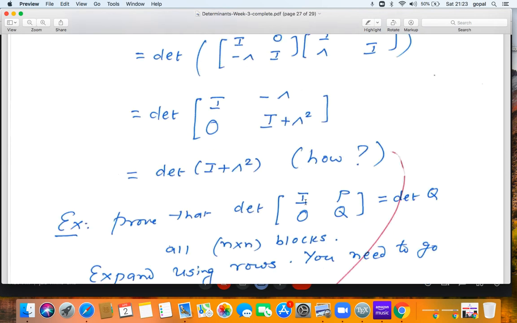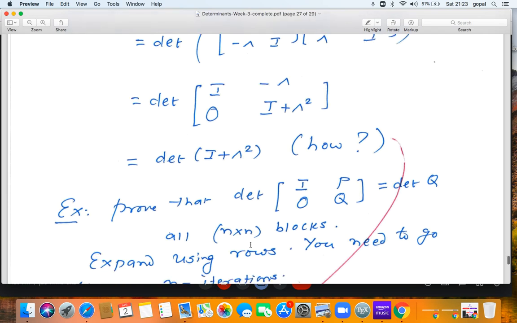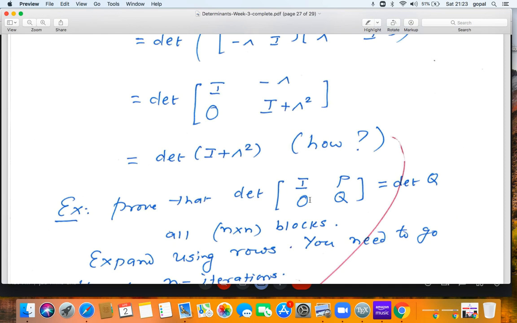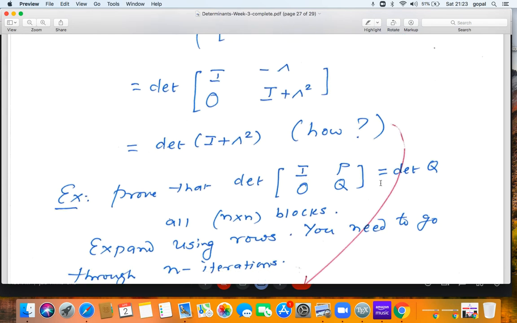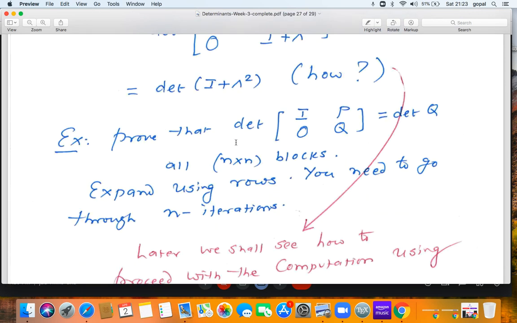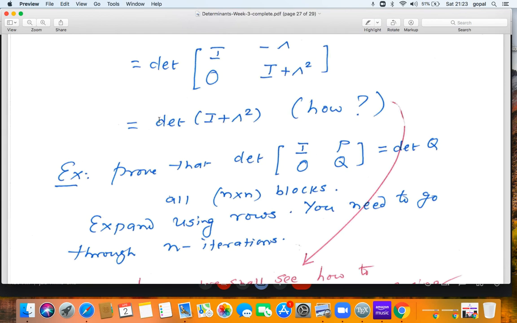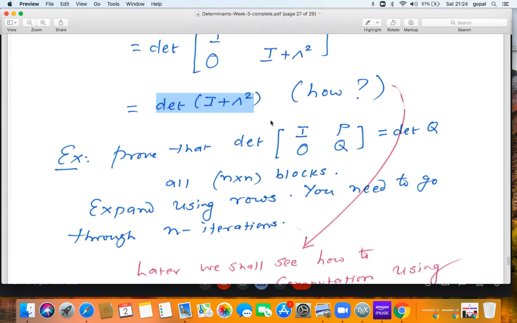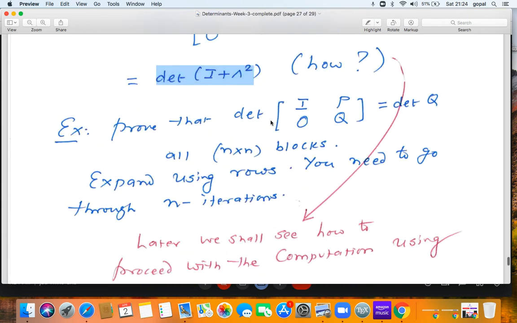More generally, when you have a partitioned matrix, a block matrix I, P, 0, Q, and I want to calculate the determinant, I'm going to get the determinant of Q. All are n cross n blocks. You first expand by the first row. You'll get a smaller matrix. Keep expanding by the first row n times. After n iterations, you'll get this equation. So this is generally true. In particular, the determinant of I, minus lambda, 0, I plus lambda squared is basically the determinant of I plus lambda squared. Now, how do I further simplify this determinant of I plus lambda squared? That we shall see later. To carry out the calculation further, we'll have to rely on the theory of eigenvalues and eigenvectors. Okay, that we will postpone.